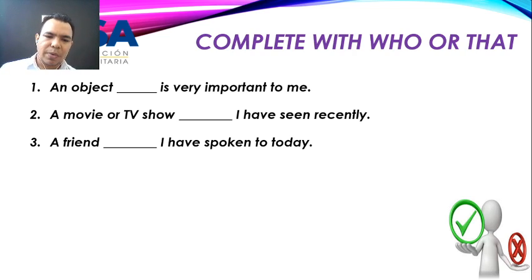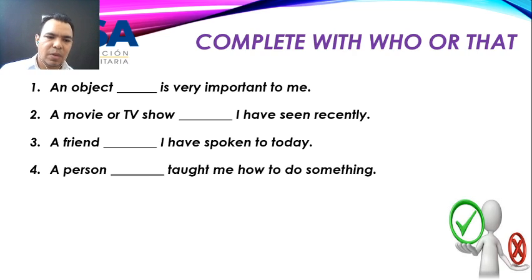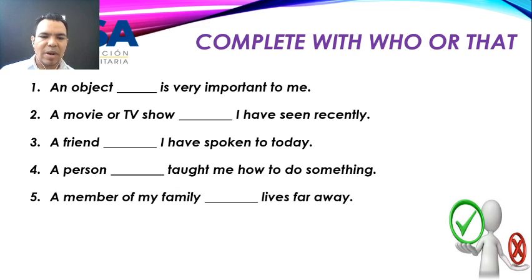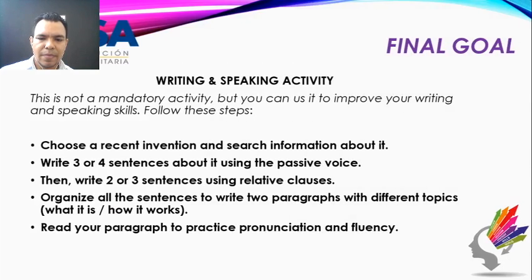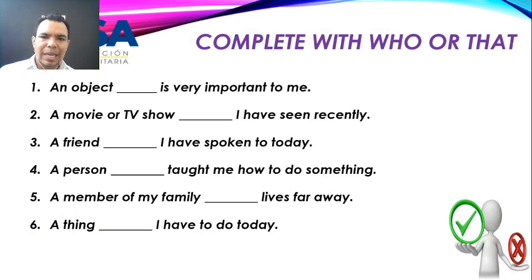Now, listen or read the next sentences and try to complete them with who or that. Four: a person taught me how to do something. Five: a member of my family lives far away. Six: a thing I have to do today. Now, when you complete these sentences, please try to identify in which sentences who or that is necessary to complete the expression, and also in which sentences who or that is not necessary.